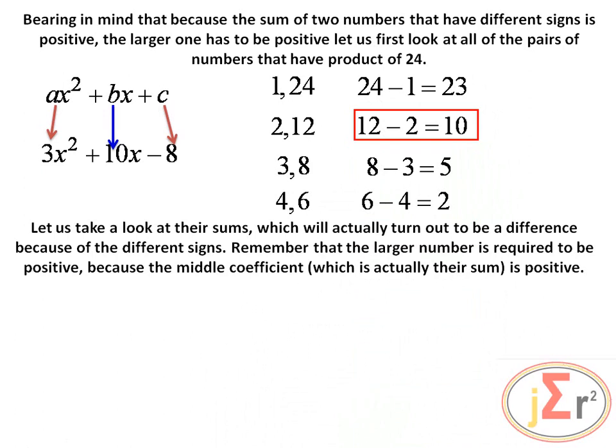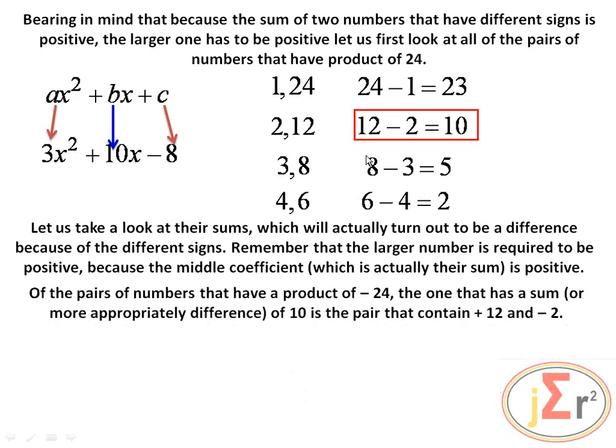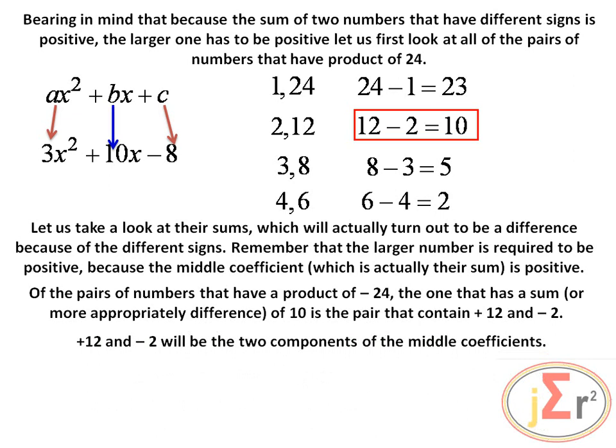They have to have different signs because they multiply to give a negative 24. They add to give a positive 10. The larger one has to be positive. So there we have it. Of the pairs of numbers that have a product of negative 24, the one that has a sum, or more appropriately difference, of 10, is the pair that contains positive 12 and negative 2. Positive 12 and negative 2 will be the two components of the middle coefficient.